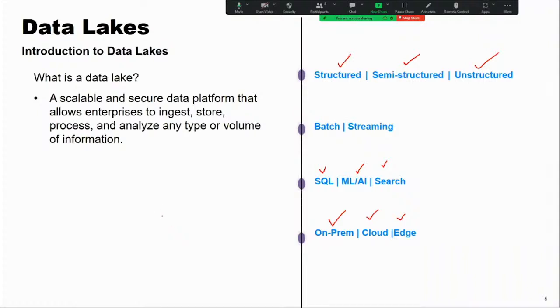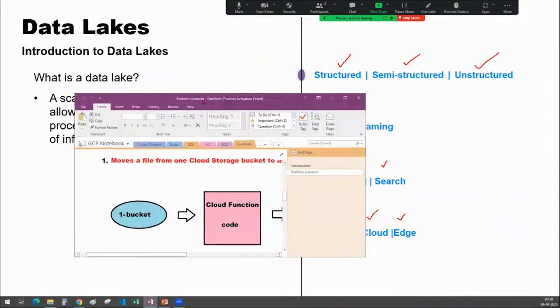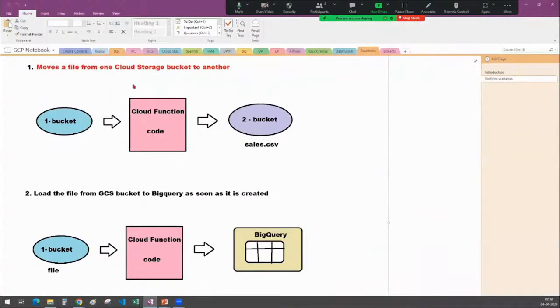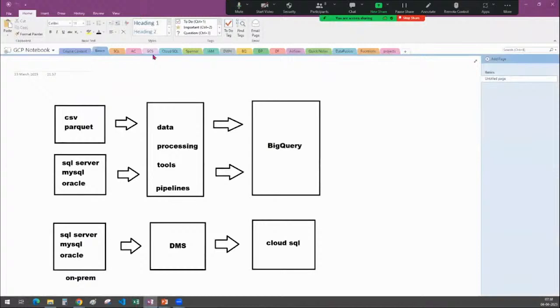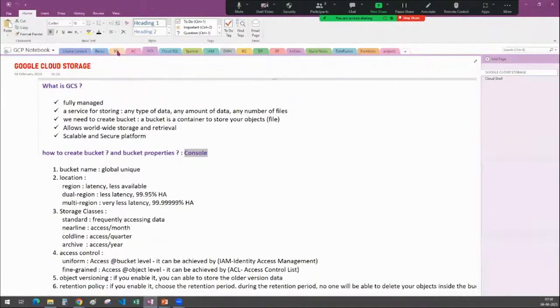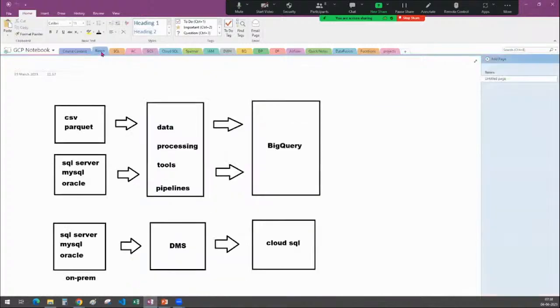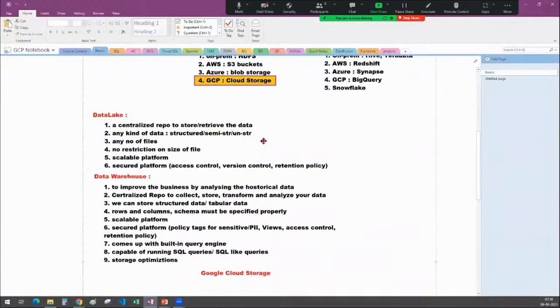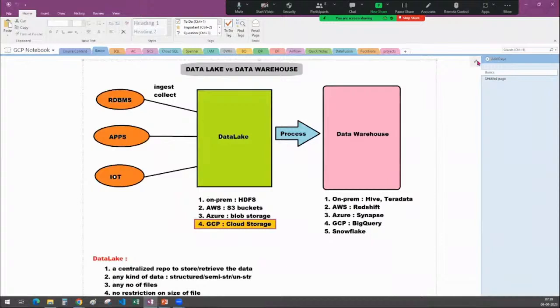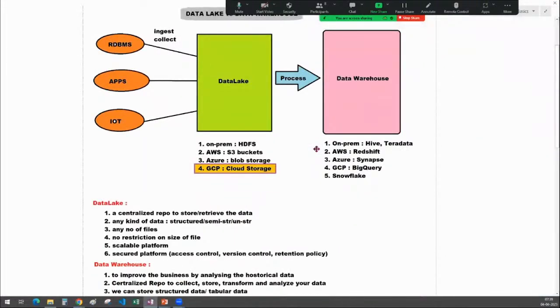We have seen what a data lake is. Let me try to tell you what a data lake is from my notes. This is my notes, guys. Yeah, so this is what a data lake is. I hope you guys can see my screen clearly.